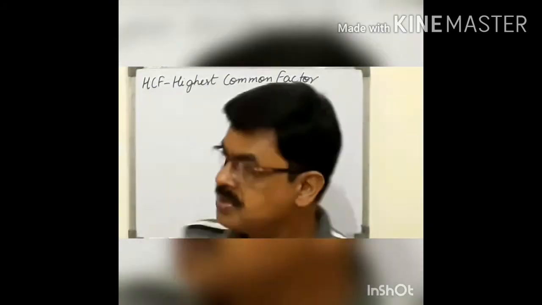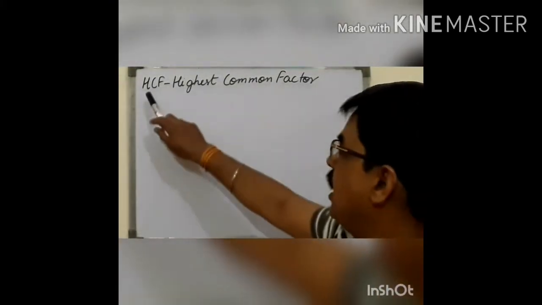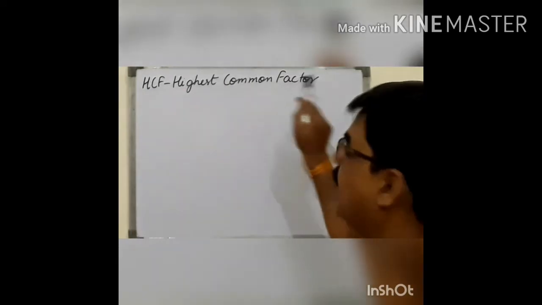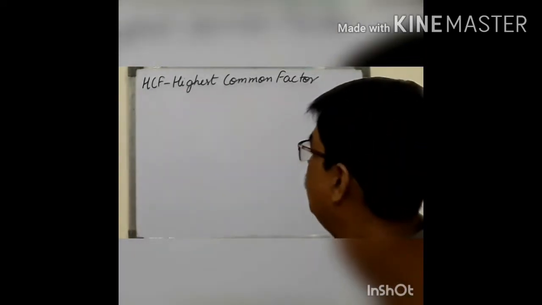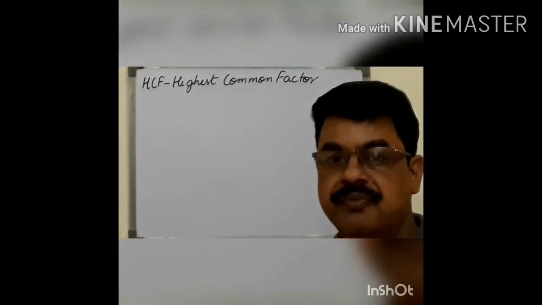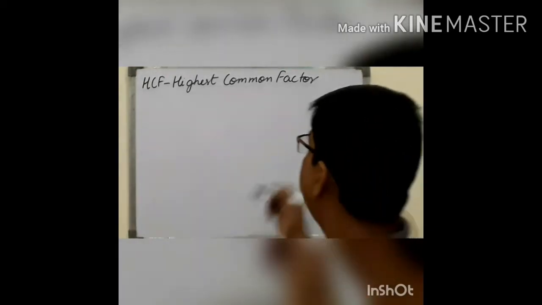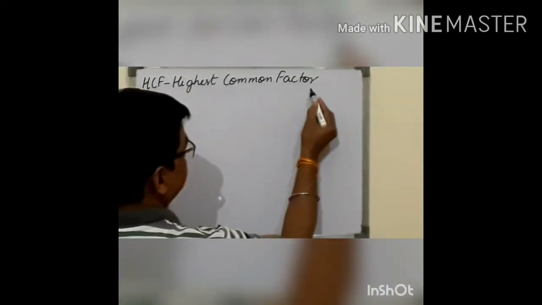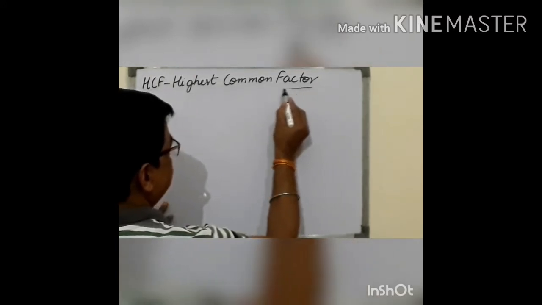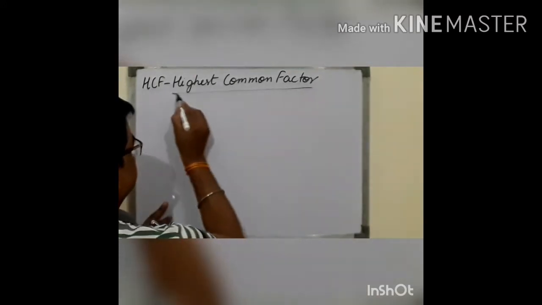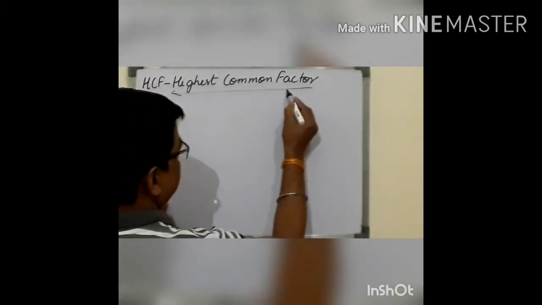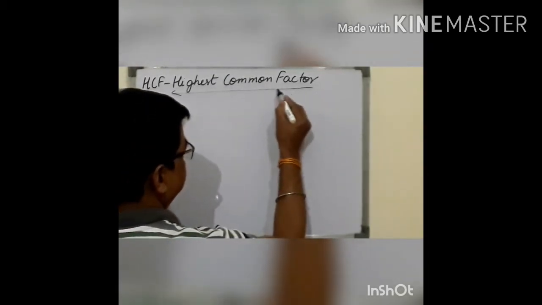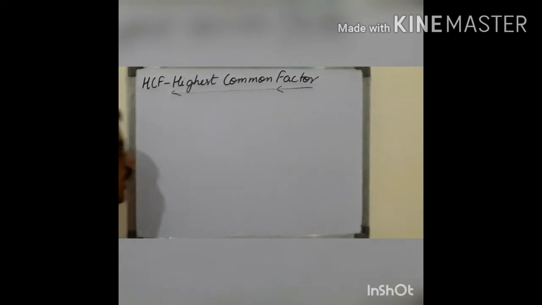As we can tell from the name itself, HCF means highest common factor. So in the first method, we will start with the factor and move in this direction. First of all, we will find the factors.